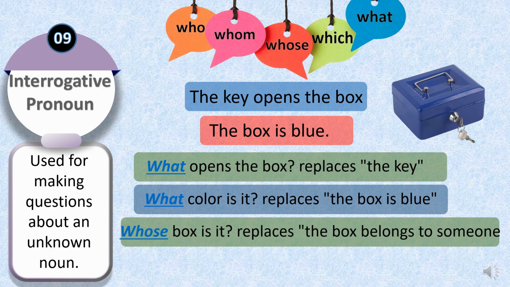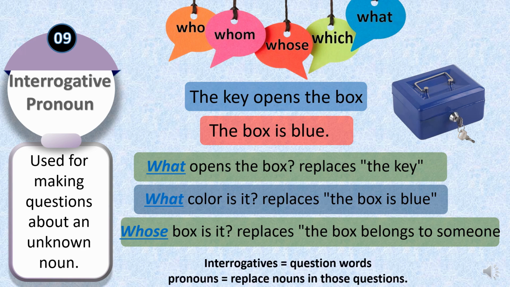Statement: the box belongs to someone. Question: whose box is it? Here, whose replaces the box belongs to someone. Pronoun: a word that replaces a noun in a sentence. Interrogative: a word used specifically to form questions. Interrogative pronouns, who, whom, whose, which, and what, serve as the foundation for constructing meaningful questions. By mastering their use, you can communicate inquiries with accuracy and confidence.